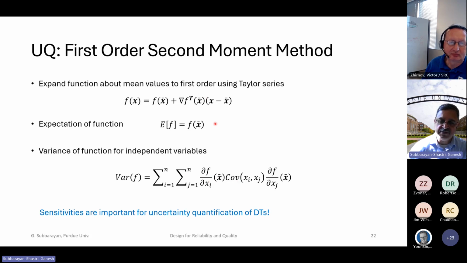So if I have sensitivities, I can tell you uncertainty. I can quantify uncertainty. So sensitivity is actually the first step to quantifying uncertainty. So again, when you have digital twins, if I want to quantify uncertainty, I need sensitivities. That's really the point that I want to make.